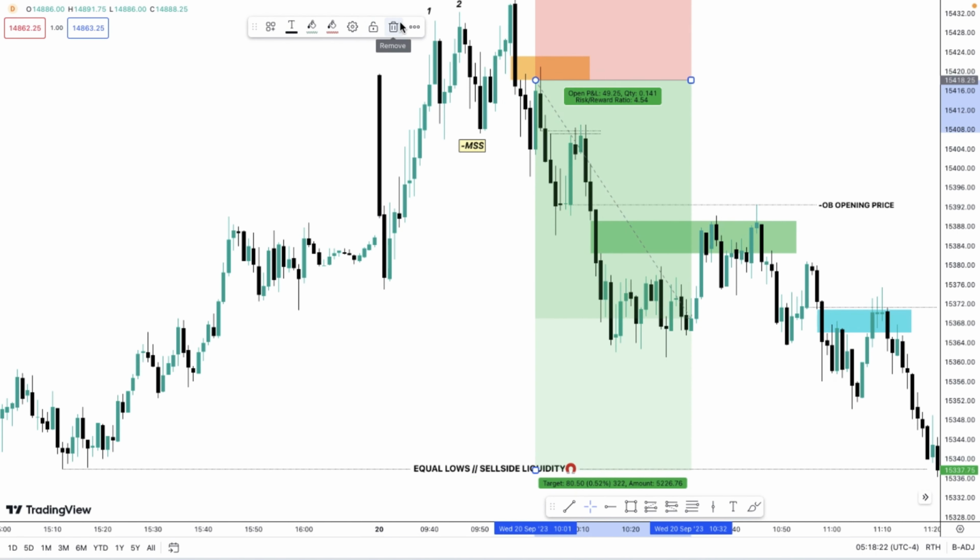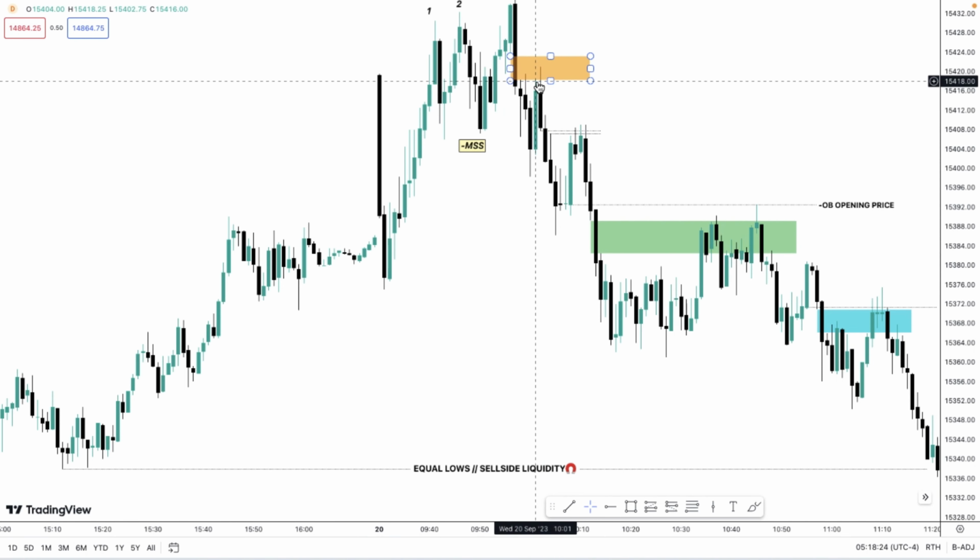I'm just going to remove it for the sake of simplicity. So that's the first entry you can take there. What time is it? 10. So at 10 o'clock, the market trades into this fair value gap.